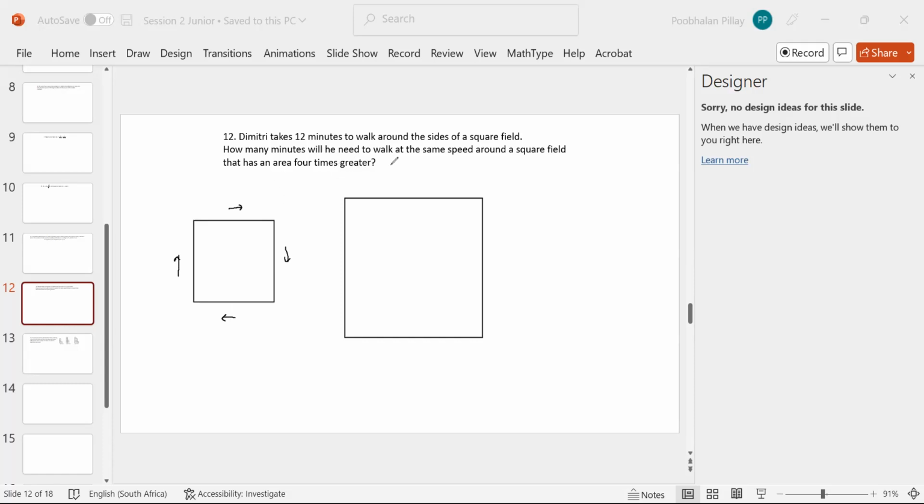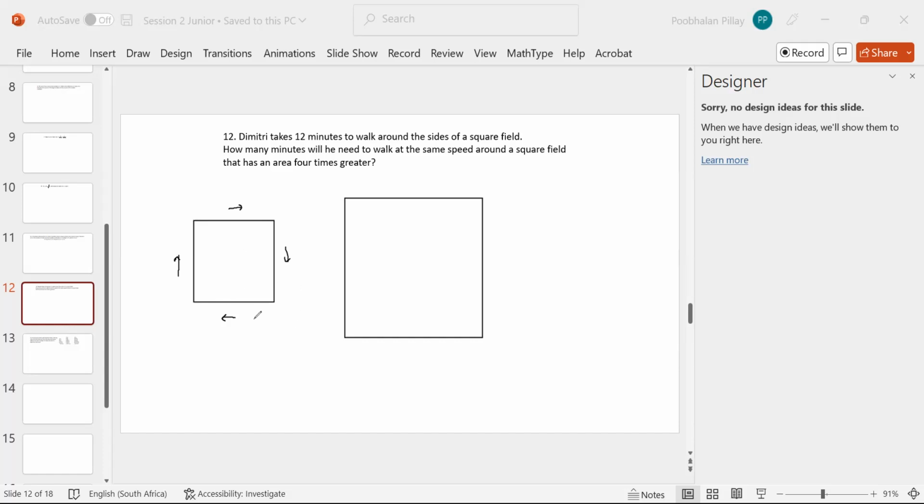How many minutes will you need to walk at the same speed around a square field that has an area which is 4 times greater? So you've got a square field whose area is 4 times that. It takes 12 minutes to walk around the sides here. You will feel that if this area is 4 times that, then you will take 48 minutes, which is 12 times 4, to walk around this. That will be your gut feeling. Let's check to see whether that is correct.